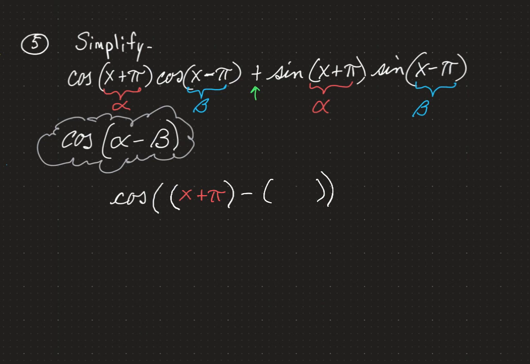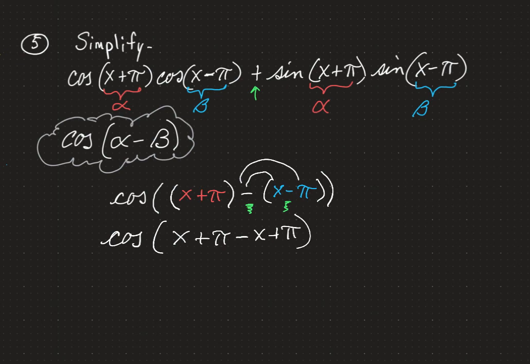What is beta equal to? Well, I have it right up there. It is x minus pi. Okay, you see, I'm going to have a little bit of sign work to do here. All right, so this is going to be the cosine of x plus pi. I'm going to have to distribute this negative. That's what I meant by sign work. That'll give me a negative x, but it'll give me a positive pi. And then close the cosine there. So this is going to equal the cosine of, well, x minus x is 0, so I only have left here a 2 pi.